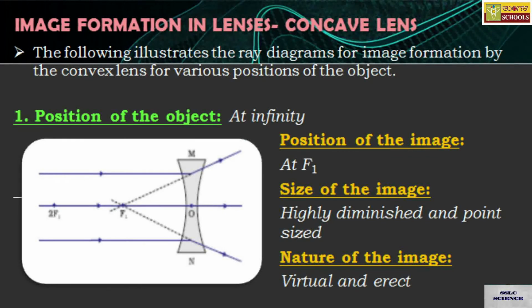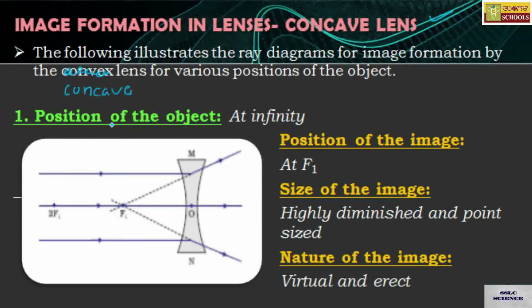The next portion, that is image formation in lenses, that is concave lens. We are into the next part, that is concave lens. Concave lens is diverging in nature, therefore you will have the image which is comparable to the convex mirror. Okay, so the following illustrates the ray diagrams for image formation by concave lens for various positions of the object.